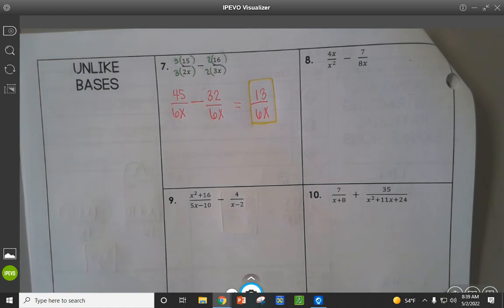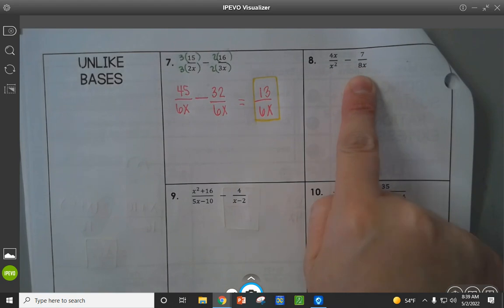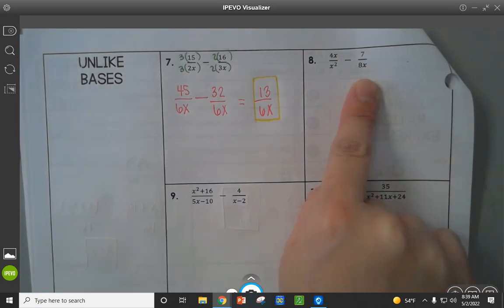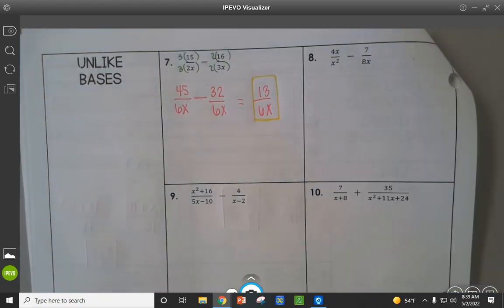Number 8. Look at your two denominators. We have an x squared and an 8x. Think about how we could get the denominators to be the same. The left could be 8x squared if we multiply it by 8, and then the other side could be 8x squared if we multiply it by x. It would be really easy to make both of these 8x squared.